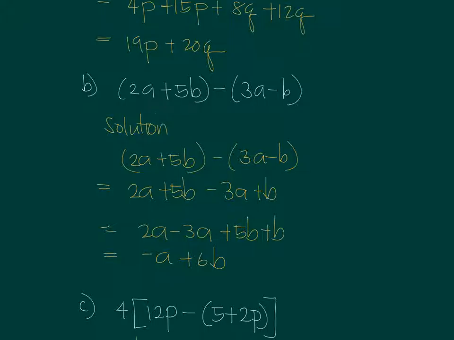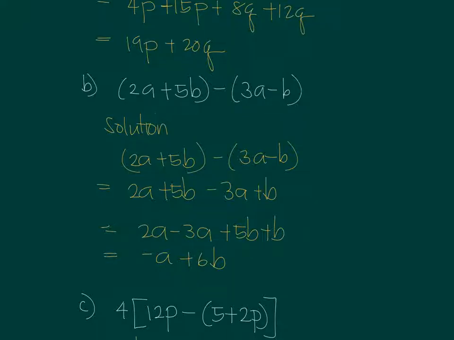And then similarly, like in letter A, we have to group the like terms, so 2a minus 3a, 5b plus b, so that's what you have here. 2a minus 3a, so you're subtracting 3 from 2, that will give you negative 1a or simply negative a. 5b plus b, so adding the 5b and b will give you 6b.